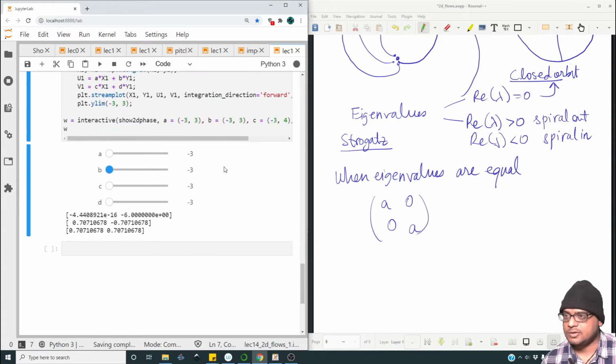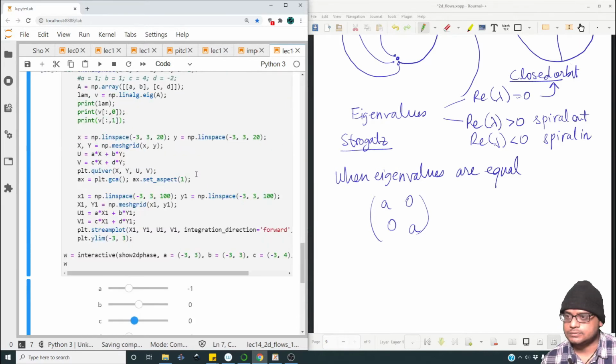It's not showing any plot. Oops, this has to be 0.